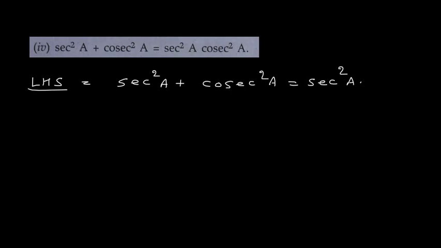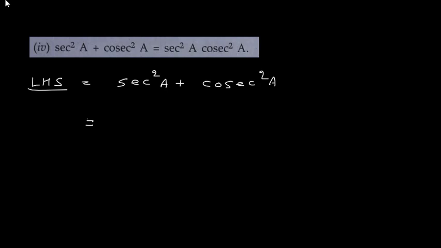Now this fourth problem, your left hand side is sec square A plus cosec square A. You have to prove that this is sec square A into cosec square A. Okay, now this time is strange. We have to prove that this result is sec square A into cosec square A.